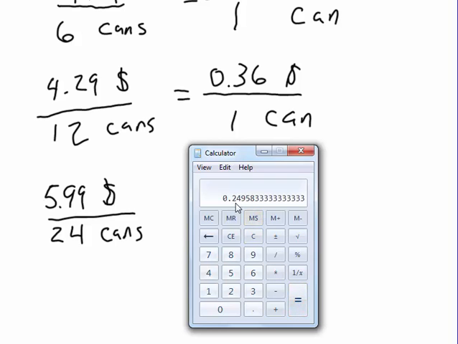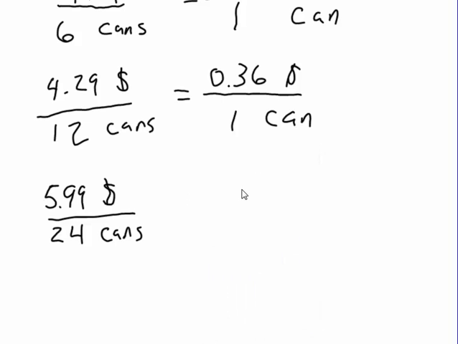I end up with, well, here I have 0.249. So again, I'm going to round this to 0.25, which is again just a quarter per 1 can. Well, that's a great deal. So yes, the best deal per can would be the $5.99 for 24 cans.